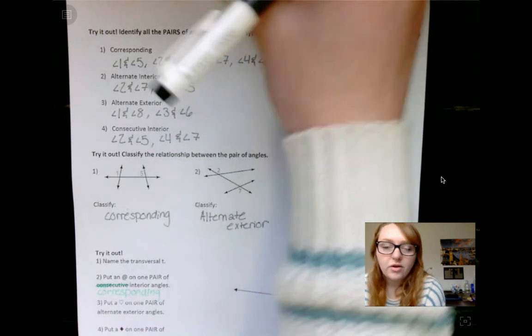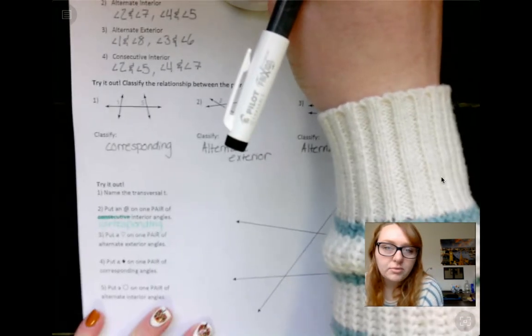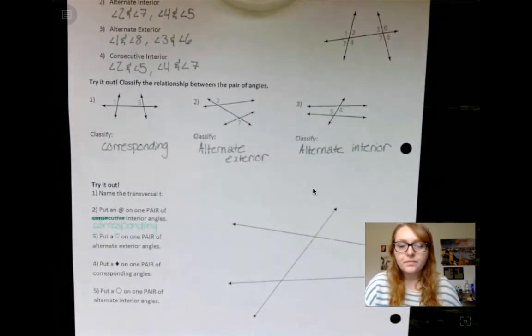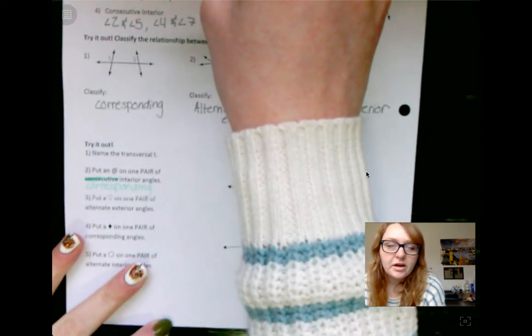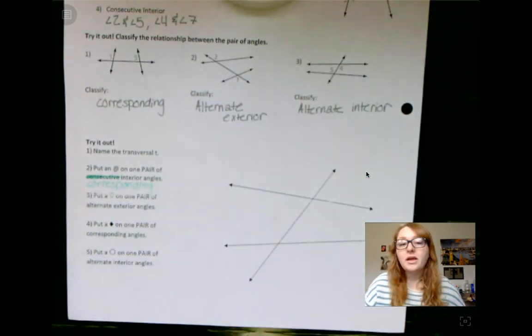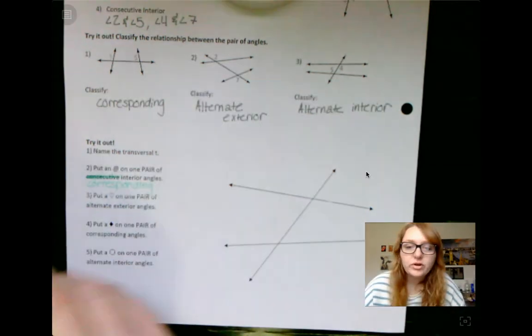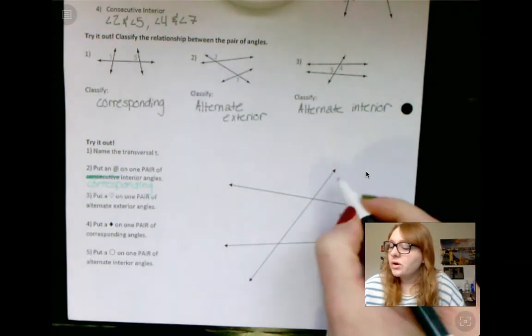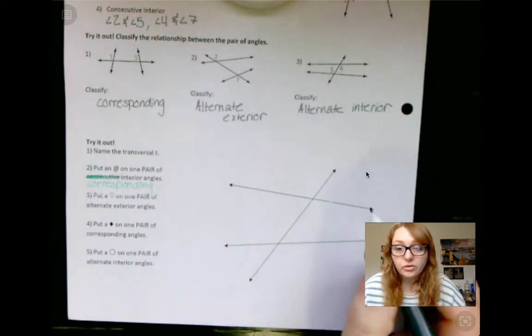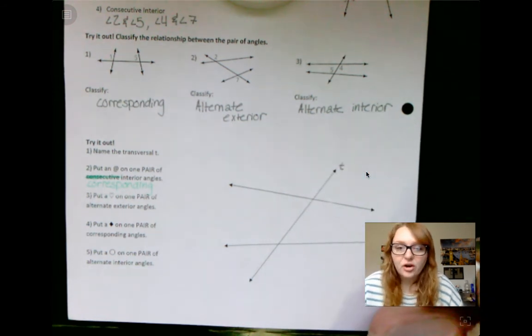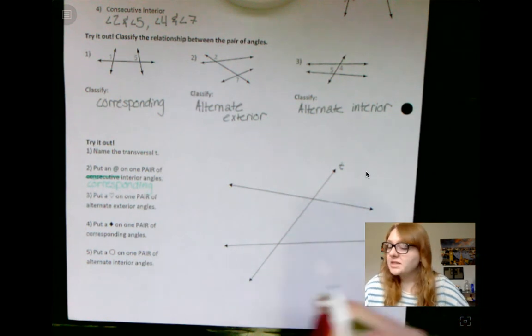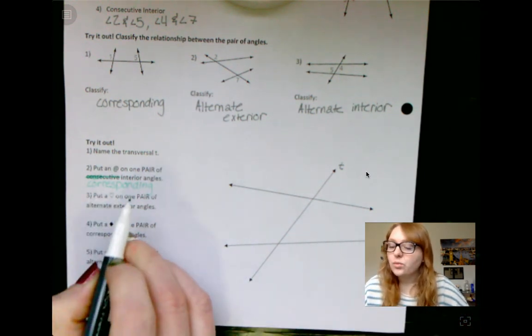Okay, and we just have a few more examples here. All right, and let's go ahead and get done with these last four examples. So this one right here is saying to name the transversal T. That is number one, name the transversal T. So our transversal is the one line going through the two lines, and I'm just going to name that with a lowercase t here.